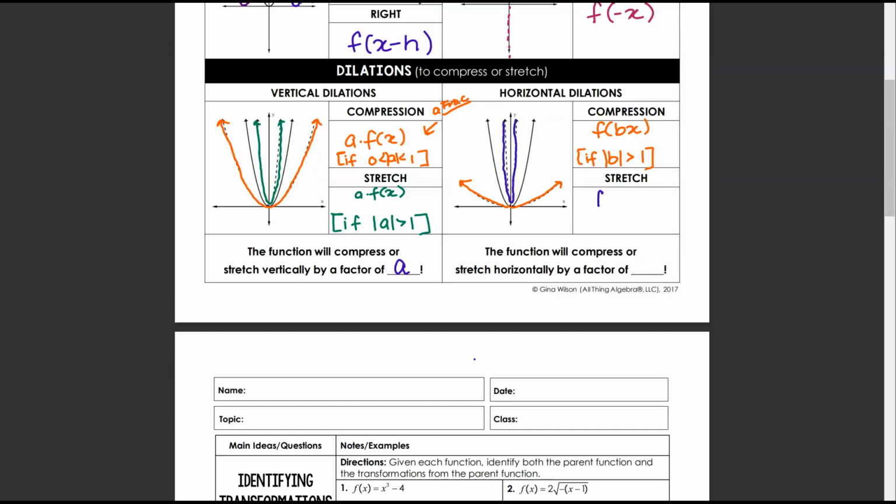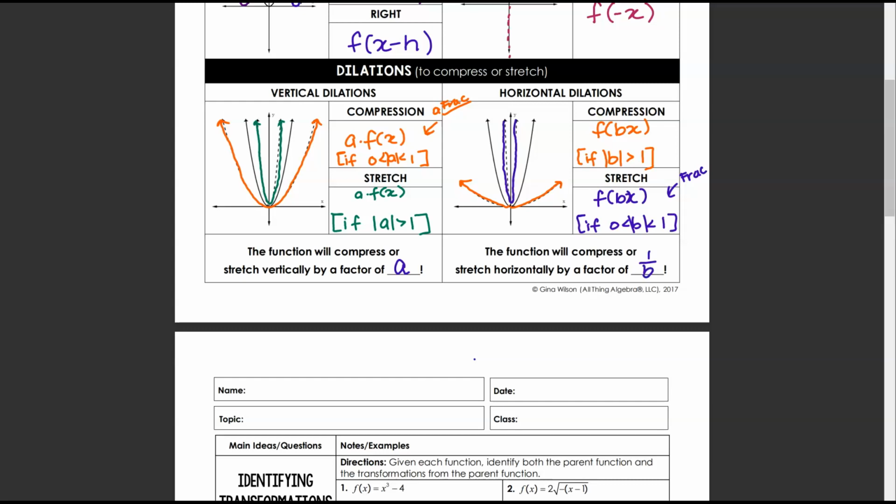And so again, this is f of b of x. And this is if 0 is less than b, which is less than 1. So again, notice this is where our fraction is. So what I want you to notice is how these are flipped between the horizontal and the vertical dilation. And so this is going to be a stretch of a factor of 1 over b.